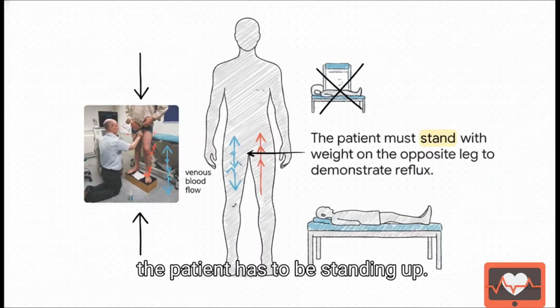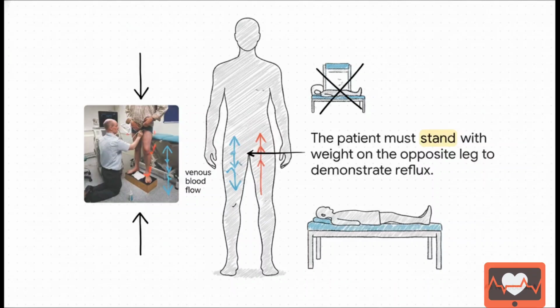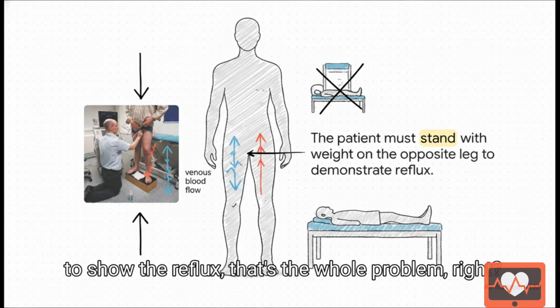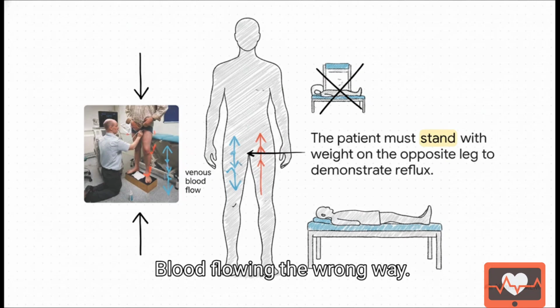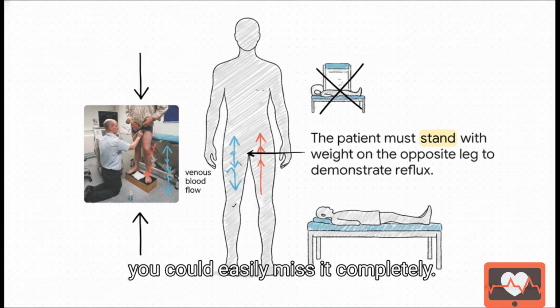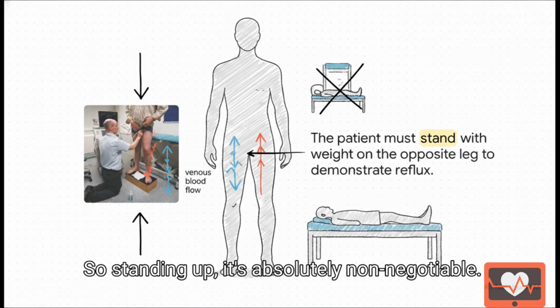The patient has to be standing up. Why? It's all about gravity. You need gravity to pull the blood backward to show the reflux. That's the whole problem, right? Blood flowing the wrong way. If you scan someone lying down, you could easily miss it completely. So standing up, it's absolutely non-negotiable.